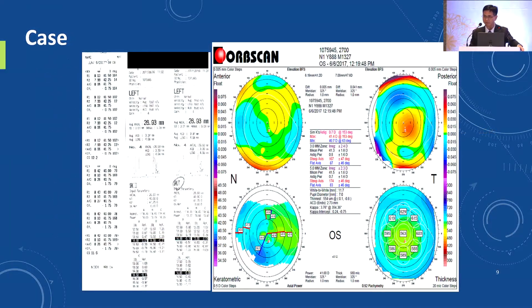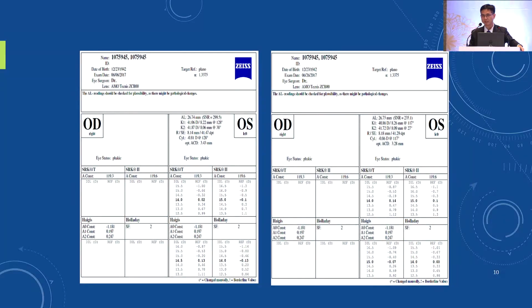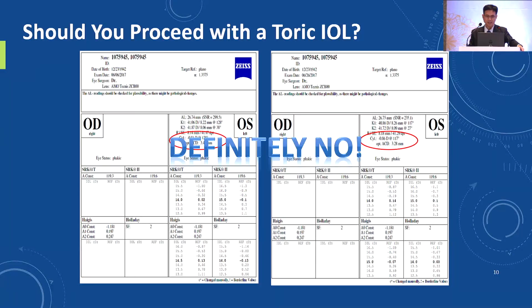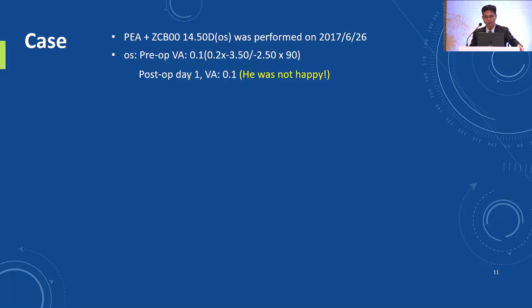To validate if it is right, we performed a series of examinations, including the OPD-Scan and the contact biometry, and again we found a discrepancy between these measurements. So the biometry was obtained by Master 500. So in this case, should you proceed with a toric IOL? I think the answer is definitely not. Therefore, we performed the surgery on this patient with just a single monofocal lens.